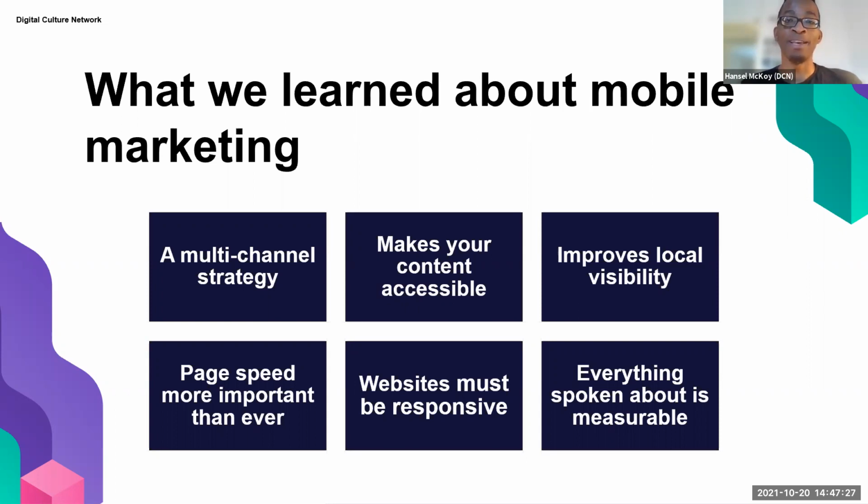We spoke about improving the local visibility and some of the avenues that you can use to explore that, such as Google AdWords, using our local keywords where we can, as well as Google My Business. And finally, we spoke about improving the keywords on our website to make it more relevant to mobile devices.